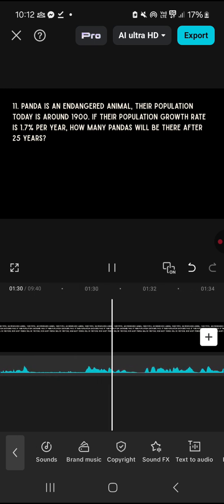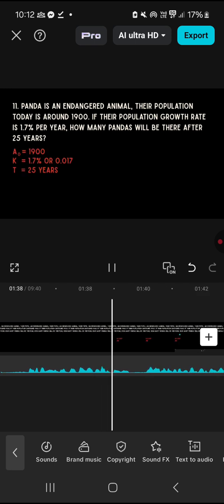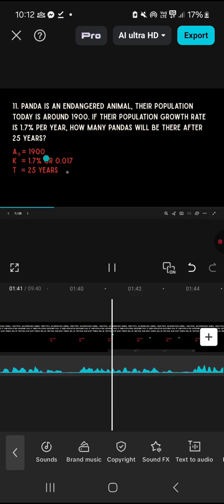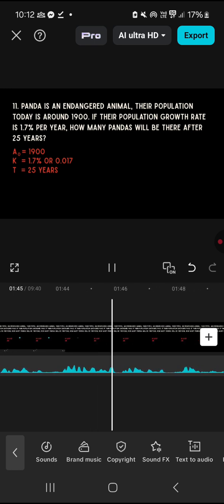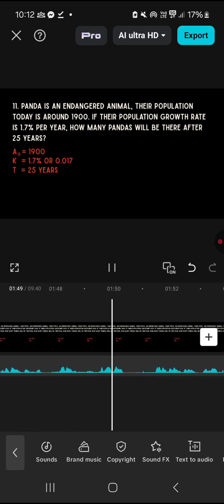Panda is an endangered animal. Their population today is around 1,900. If their population growth rate is 1.7% per year, how many pandas will there be after 25 years? So this is our given. Our initial amount is 1,900 pandas. The growth rate is 1.7% or 0.017. Our time will be 25 years.